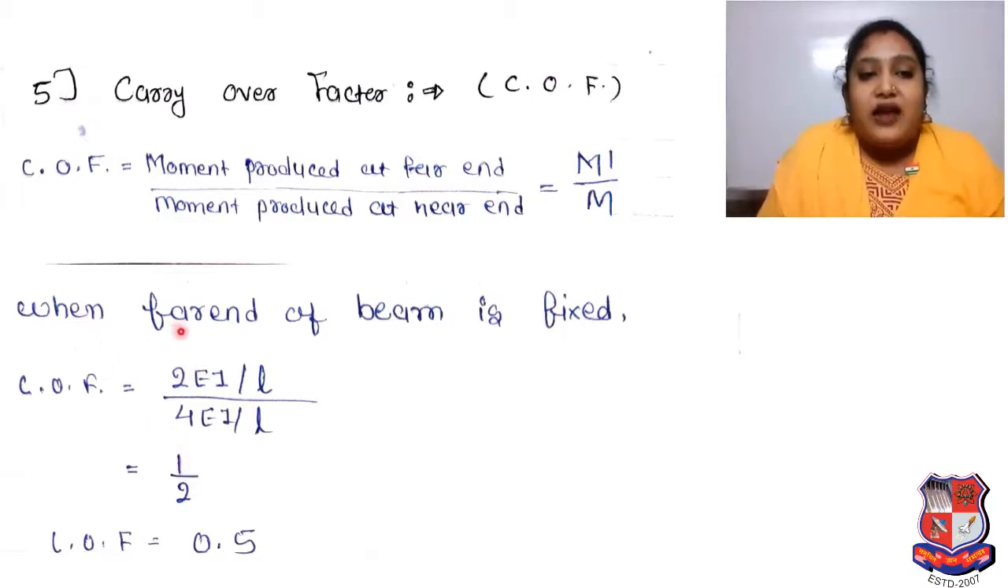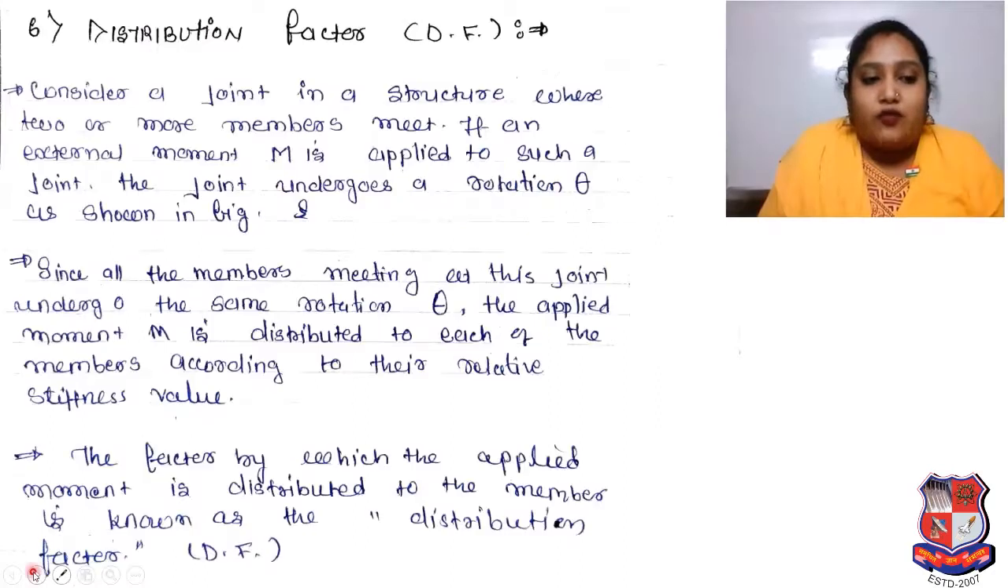So when the far end of the beam is fixed, the carry over factor, as per that equation, is the moment produced at the far end divided by the moment produced at the near end, which will be 0.5. So in this case your carry over factor will be 1/2. Now we also need the distribution factor.